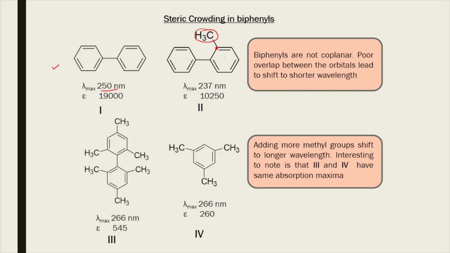The biphenyl system no longer remains that much planar. The coplanarity is lost because of the presence of this methyl group, because it creates steric crowding. Now there is poor overlap between the orbitals, which leads to a shorter wavelength. So now the value of lambda max is decreased.